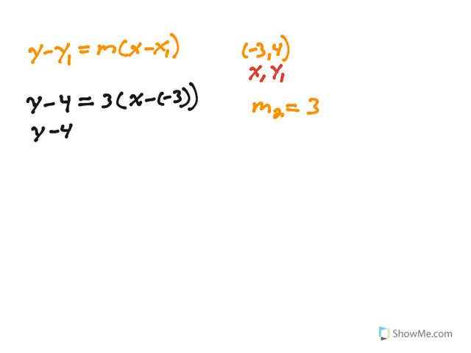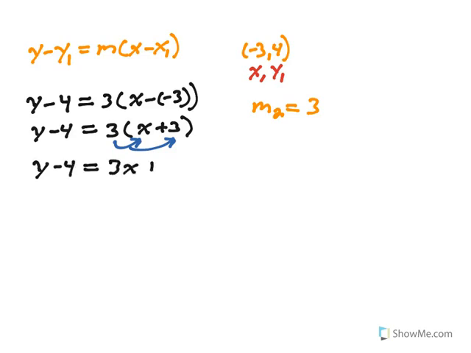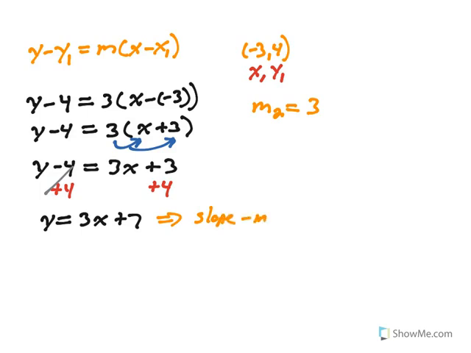A negative and a negative is a positive. And now we're going to distribute the 3 over the parentheses to get rid of them. So we apply the distributive property, and then you have y minus 4 equals 3x plus 3. And our goal is to solve for y, so I'm going to add 4 to both sides. And then that's going to be y equals 3x plus 7. As you can see, that is now in slope-intercept form, which is what we want.